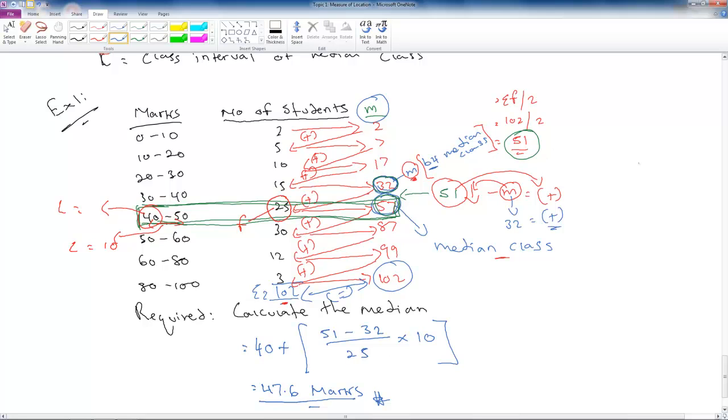So the first step, always remember, is you calculate the cumulative frequency, and the total frequency, and the last value of the cumulative frequency must be equal. If it is not equal, then something is wrong with your calculation. So that will be the first step. Second step, you take your total frequency and divide by 2.